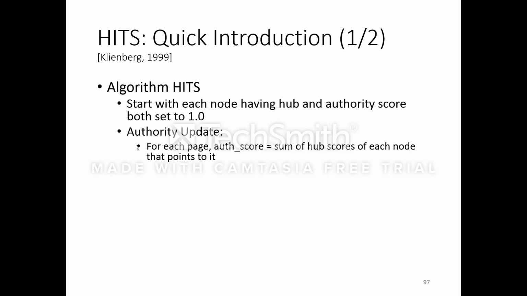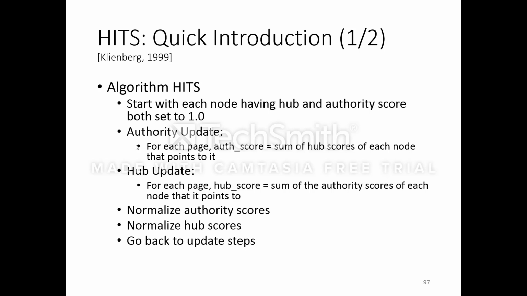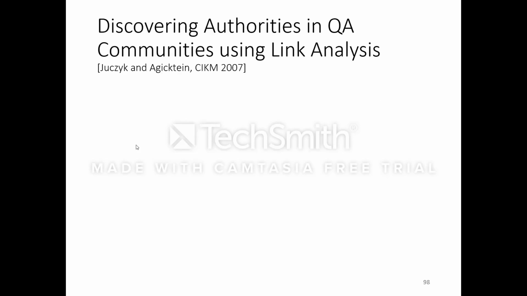So if you look at a web page for Ford, if it contains a lot of links from good hub pages, then it'll get a high authority score. And the hub update follows an analogous process. For each web page, the hub score is the sum of the authority scores of each node that it points to. Then you normalize the authority scores, normalize the hub scores, and go back and do the update step. So this is an iterative algorithm, and at some point the authority and hub scores will start to converge, and that will be reflective of the linkage structure between the hub and authority pages.